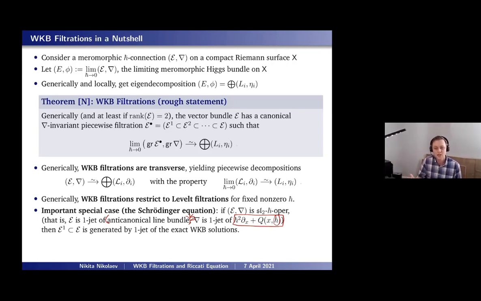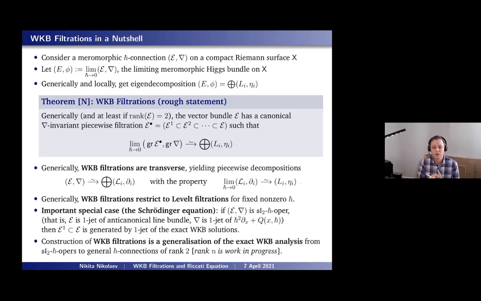So how does it relate to other things that we know from studying the Schrodinger equation? Well, the filtration, which is the inclusion of a line bundle, which I call here E1, is generated by the one-jet prolongation of the exact WKB solutions. So that's why I call these filtrations WKB filtrations. They're natural generalizations.